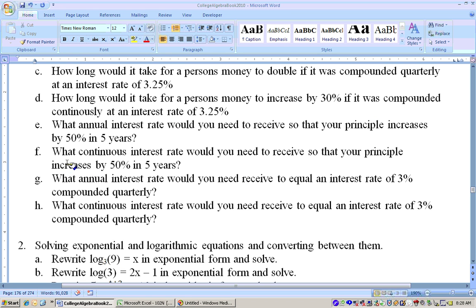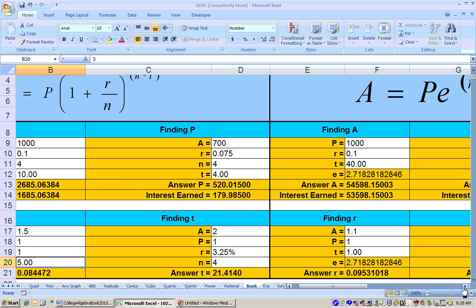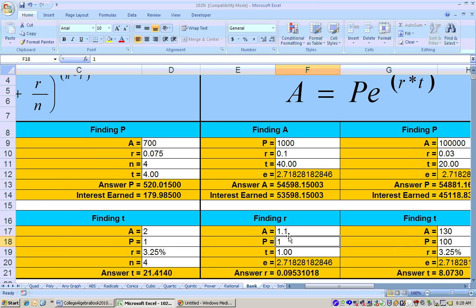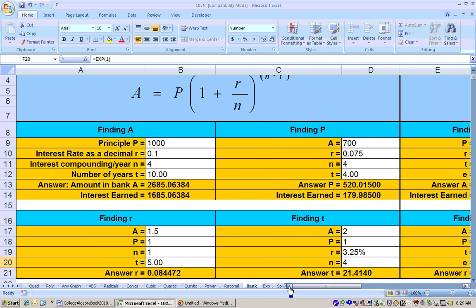Okay, problem F says, what continuous interest rate would you need to receive so that your principal increases by 50% in 5 years? Well, let's check it out here a second. Continuous interest rate, that's over here. Increase by 50%, so if that's $1, this needs to be $1.50, because it's an increase by 50% and it's in 5 years, so make the T 5. And we get this, 0.081. Notice it takes a lower interest rate if it's compounded continuously compared to right here if it's compounded annually. It takes a higher interest rate, 0.084 here.